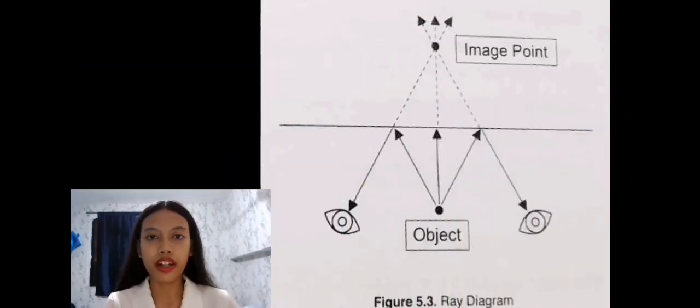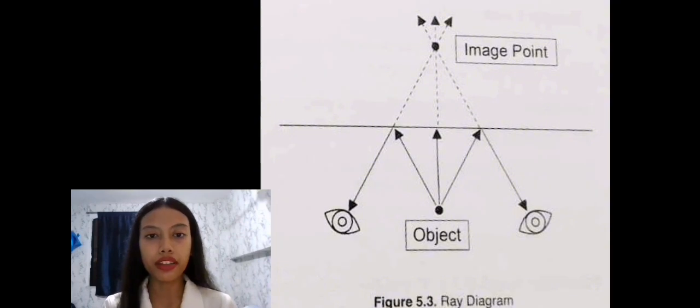Formation of images in a plane mirror. Observe this diagram shown. Consider two persons viewing an object through a plane mirror from two different positions. By the law of reflection, light emitted from that object is reflected from the mirror and along the line of sight of the person viewing the object. By extending the line of sight of both persons further back from the mirror, there will be a point at which the two lines will intersect. This point of intersection is known as the image point.